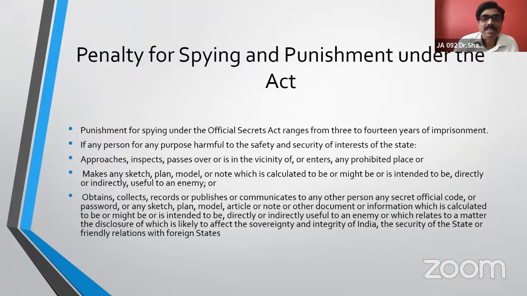So, penalties for spying and punishment under the Act. The punishment for spying under the Official Secrets Act ranges from 3 to 14 years of imprisonment. A person who is involved in certain kinds of activities, who is able to procure or access certain kinds of information and publish it, is likely to be punished.